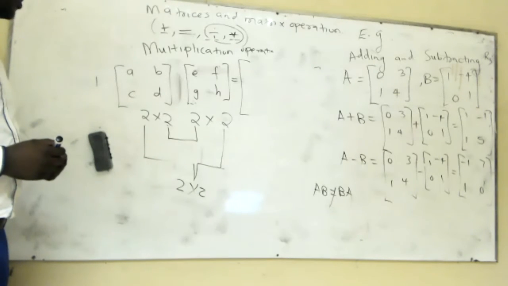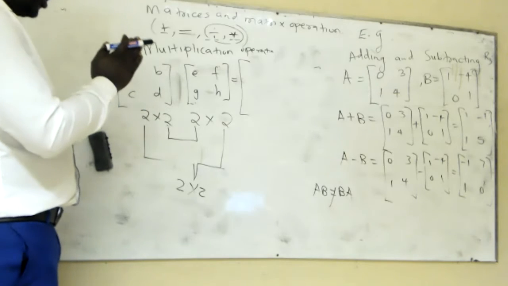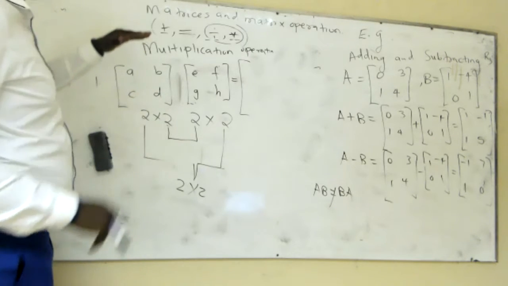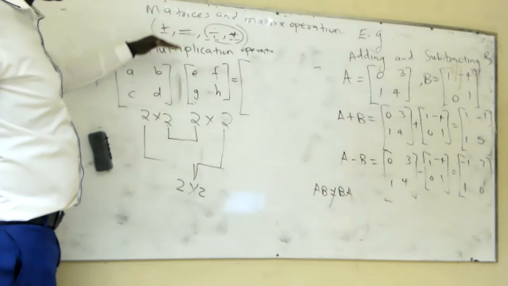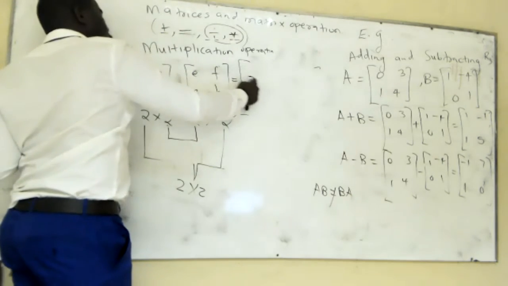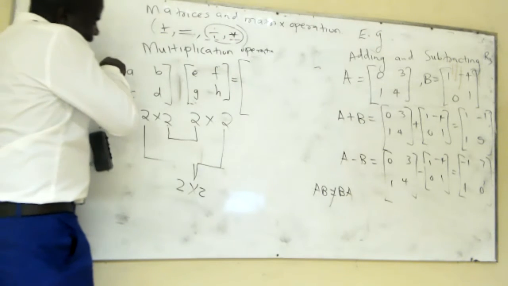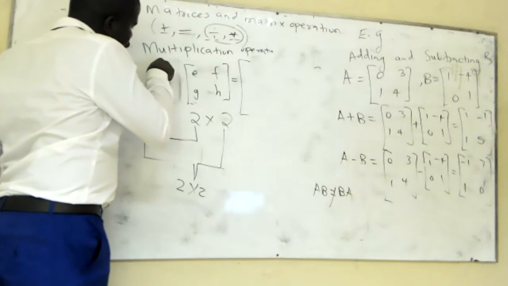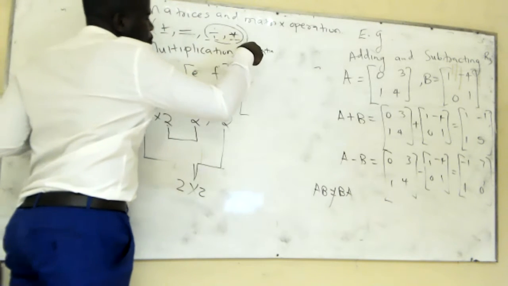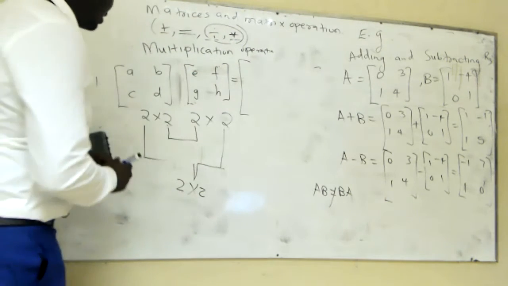Yeah, we're together. Okay, then now let me tell you the method we need to use to multiply matrices. In order for us to obtain the first component, we need to multiply the first row with the first column. So let's do that and see.